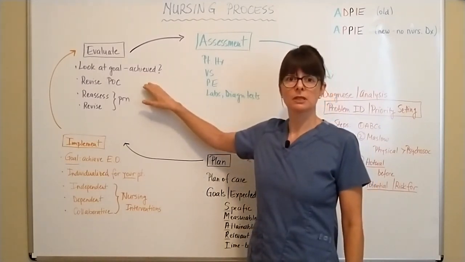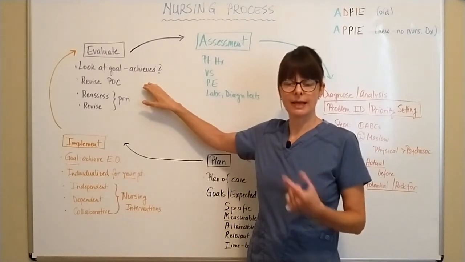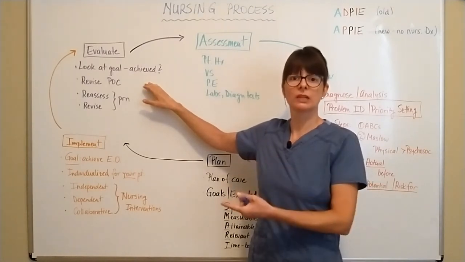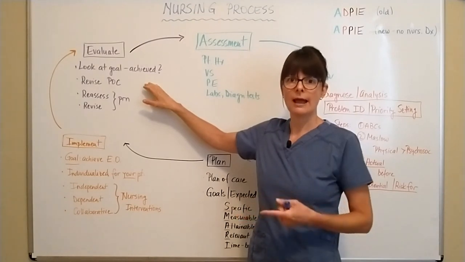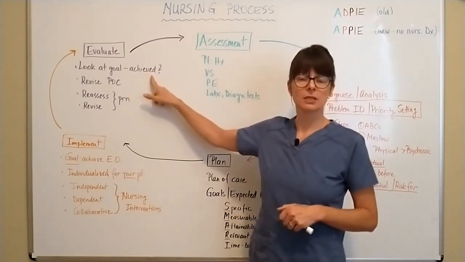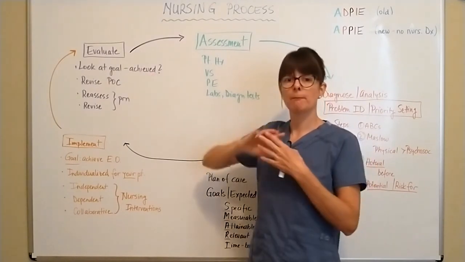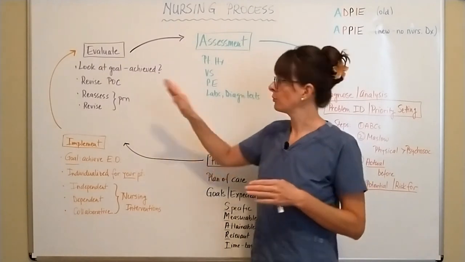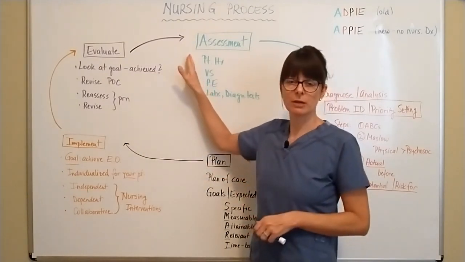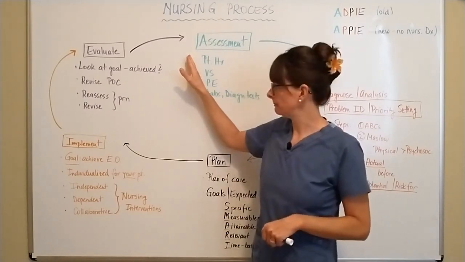So we are going to see the problem that we have identified and the plan that was developed with the interventions to achieve the goal. Have we now achieved the goal? So we're going to look at the goal and see, have we achieved it? If yes, great, goal achieved, perfect, move on, reevaluate, reassess your patient and see what else you have to focus on now so that you can get them better, right?